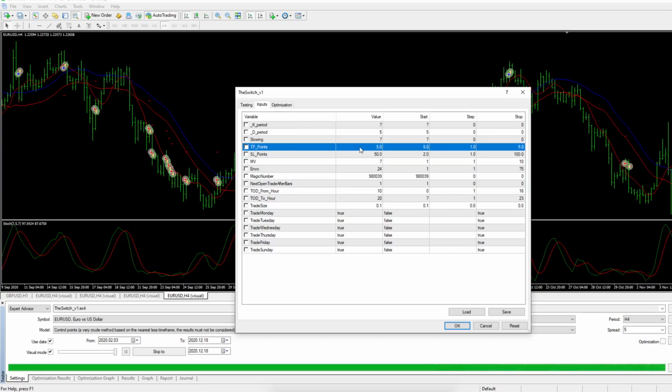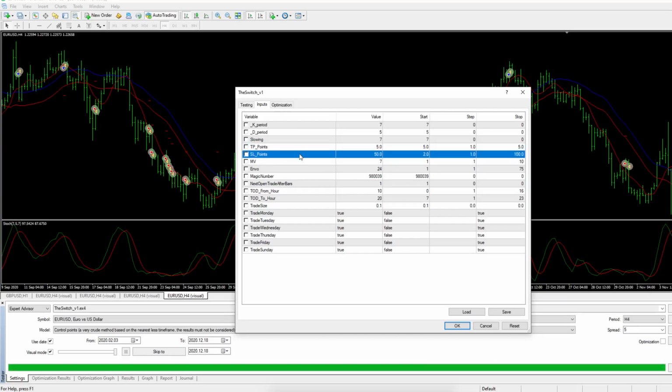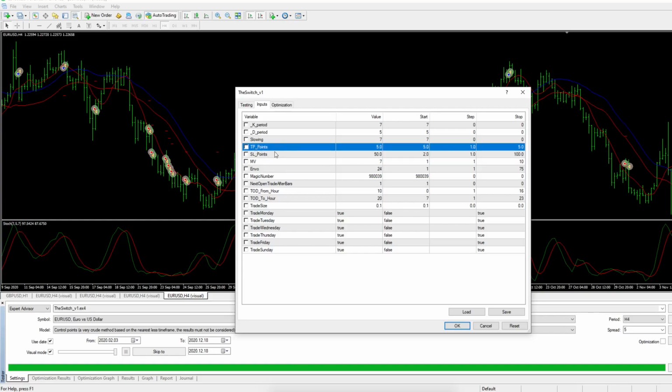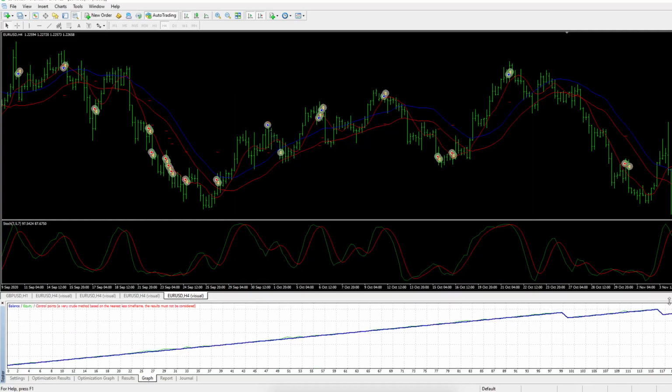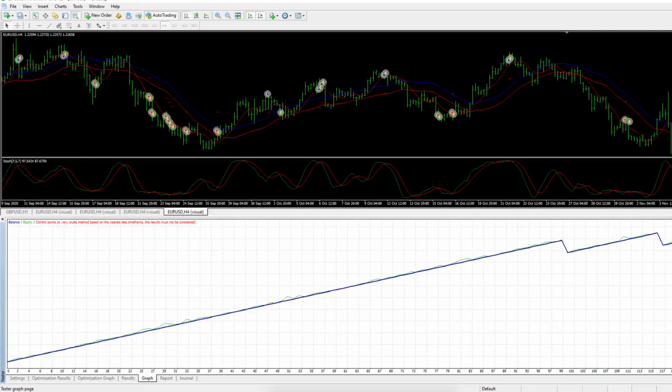So take profit is 5, stop loss is 50. We have a better chance of making a profit than losing. Our highest chance of this is like 90%, I think, right? So we have a better chance of making 5 pips than losing 50 pips, for this year.